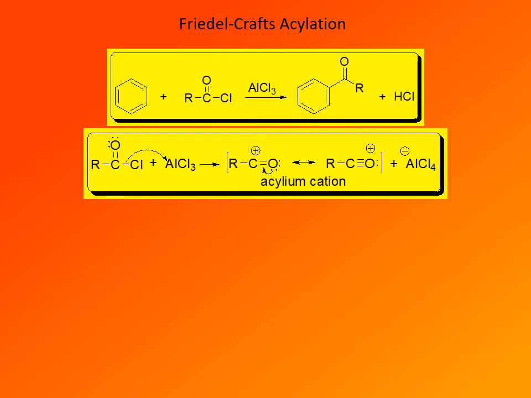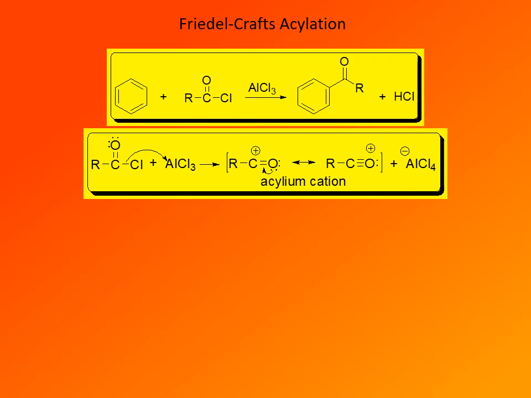Acylium cation is very stable cation because it's stabilized through resonance, through electron delocalization. It's stable cation and very strong electrophile. So ideal substrate for an electrophilic aromatic substitution. Also, because it's such a stable cation, there are no rearrangements. So this is much better method for electrophilic aromatic substitution compared to Friedel-Crafts alkylation, because acylation does not involve rearrangements.